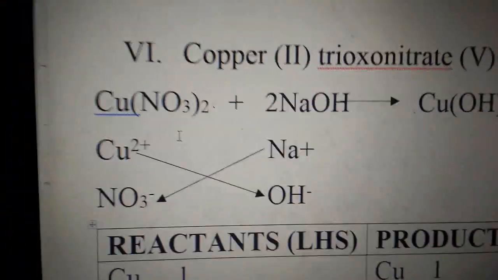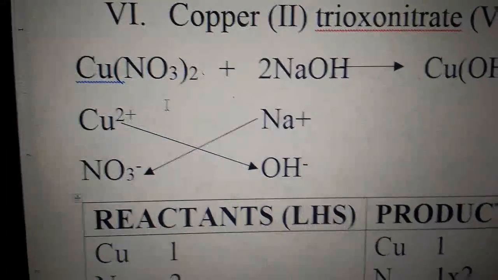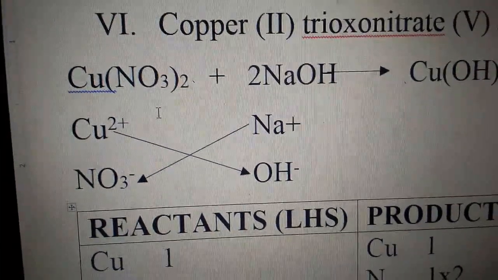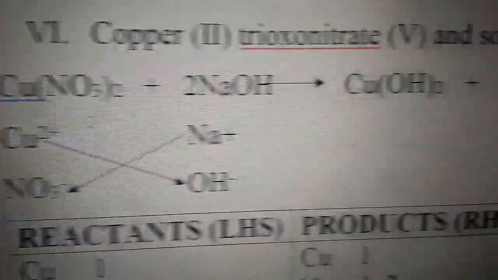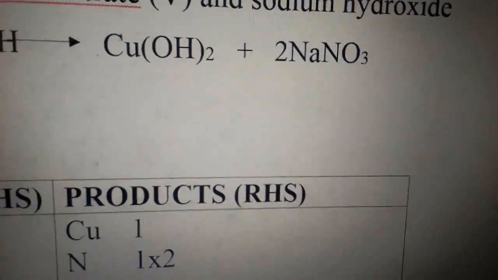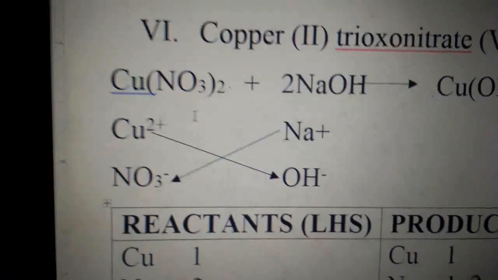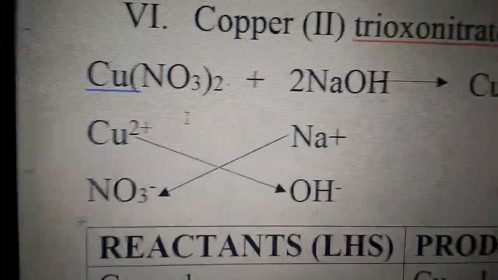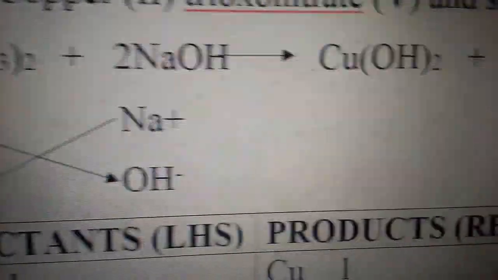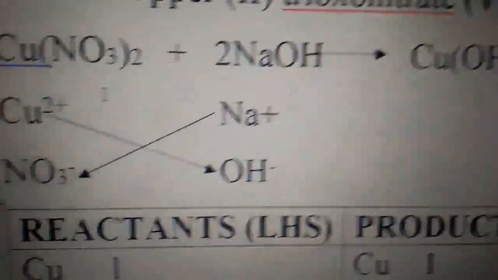Check the left hand side. Copper is 1 on the reactant side, and on the product side copper is also 1. Check nitrogen. Nitrogen is 2: 2 multiplied by the 1 inside the bracket in copper nitrate gives you 2. On the product side, look at sodium nitrate: 2 multiplied by the nitrogen inside also gives you 2. Check oxygen. 2 times 3 is 6. There's another oxygen here: 2 times sodium hydroxide, 2 times 1 is 2. So 2 plus 6 is 8.